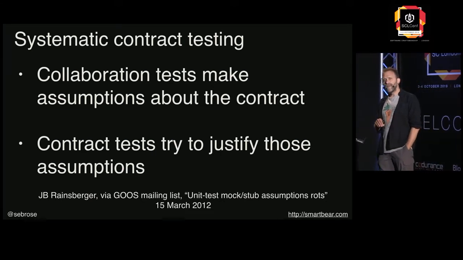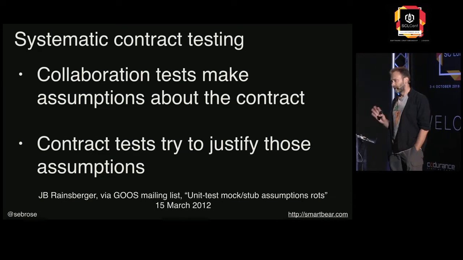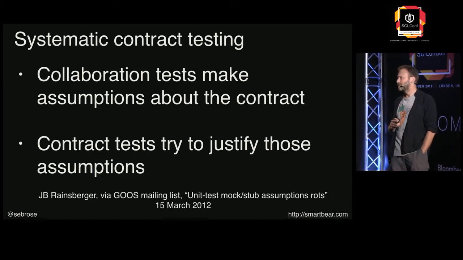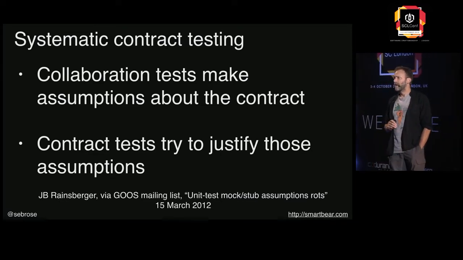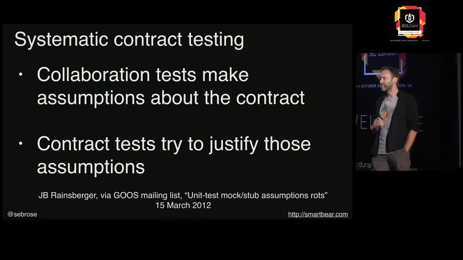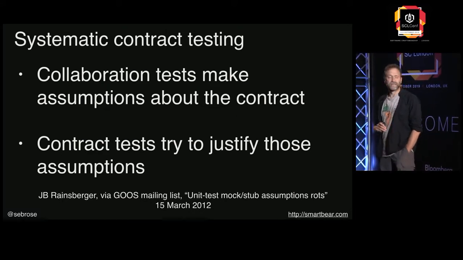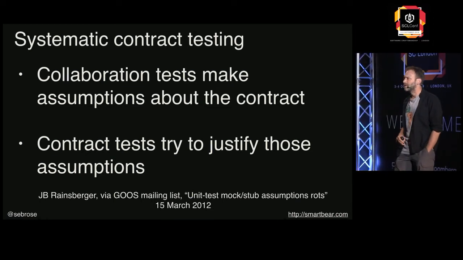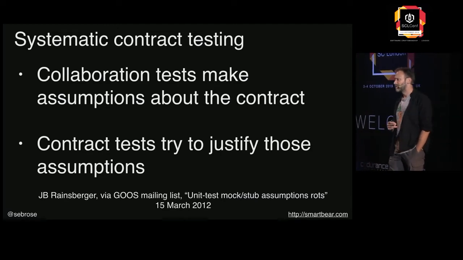One of the main problems I've found with people adopting collaboration contract testing is that there's very little documentation about it. I haven't come across a great book about it, and the only really good source I've come across is stuff that J.B. Rainsberger has written on the Growing Object-Oriented Software mailing list. This particular extract comes from 2012, so it dates back a bit. There's some really great stuff on that mailing list.